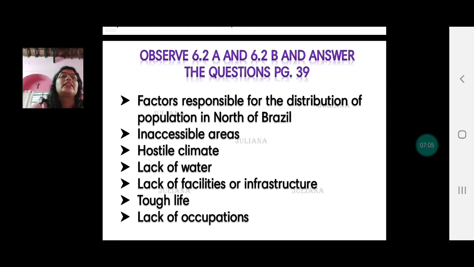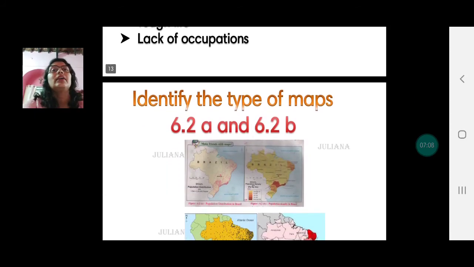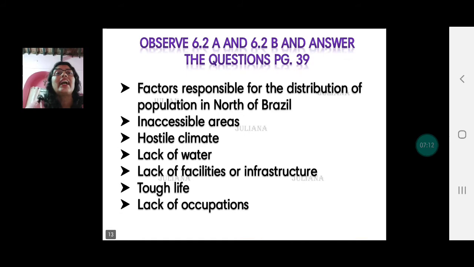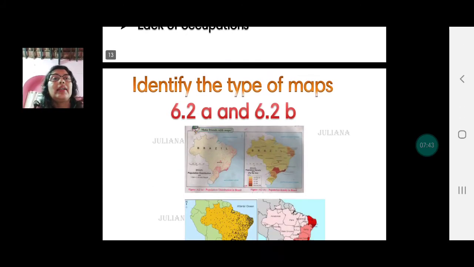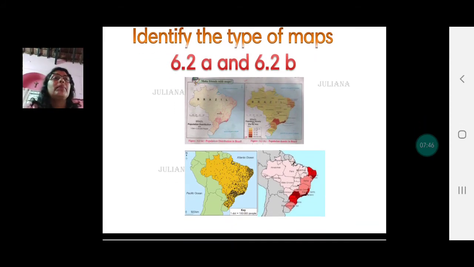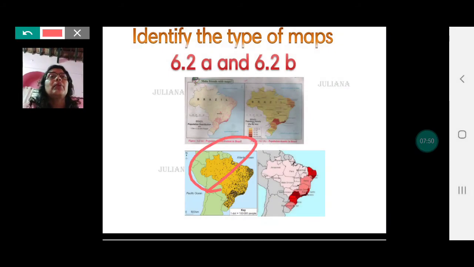Here we know that in the northern part of Brazil, that is in the Amazon area, the region is highly inaccessible. There is hostile climate because the equator passes through it. There is lack of water in the western side. Lack of facilities or infrastructure again in the Amazon region, which is densely covered by forest. Tough life in the northern part, again talking about the equatorial area. Lack of occupations, lack of infrastructure can also be added. So these are some of the reasons why the northern part of Brazil is very sparsely populated. Even on the western side, there's no water available in those regions.